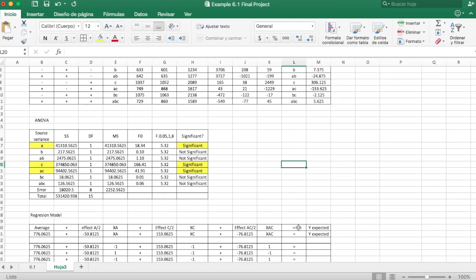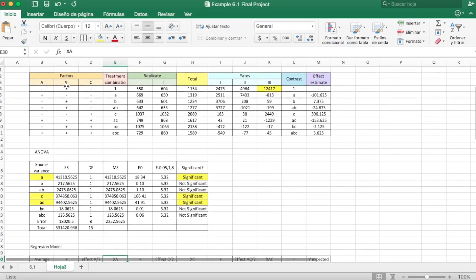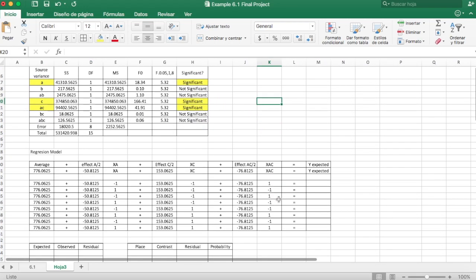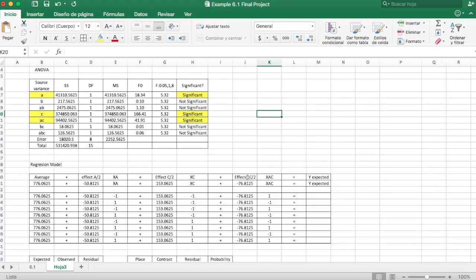You have the expected value equal to the average of the values, plus the effect of A over 2 times minus or plus 1, plus the effect of C over 2 times minus 1 or plus 1 depending on this table, and the effect of the interaction between A and C over 2 times the multiplication of these, -1 and -1 or 1. So I copy the data.